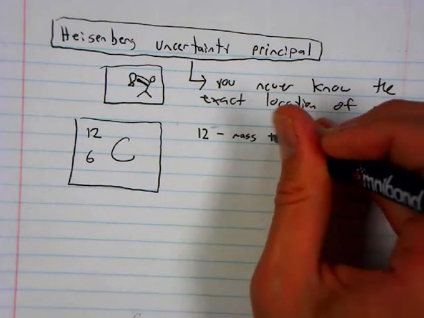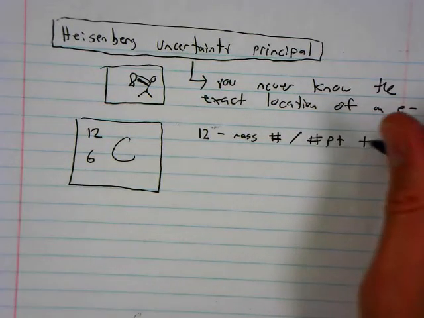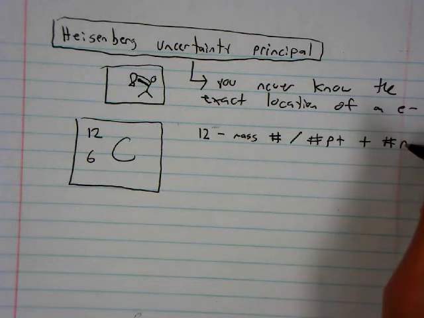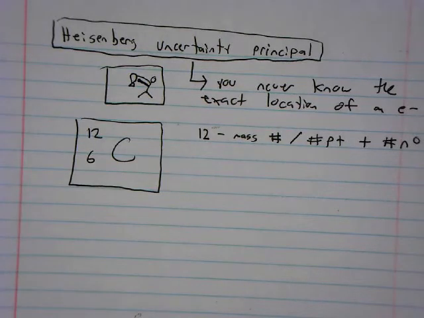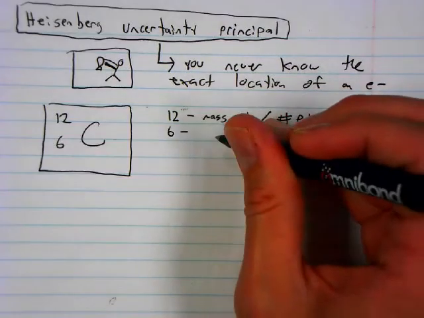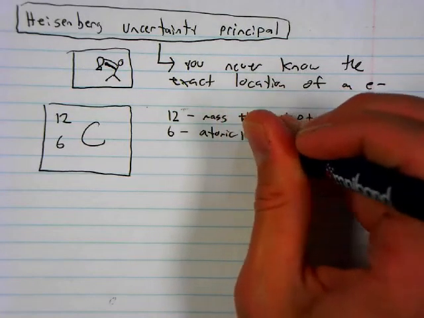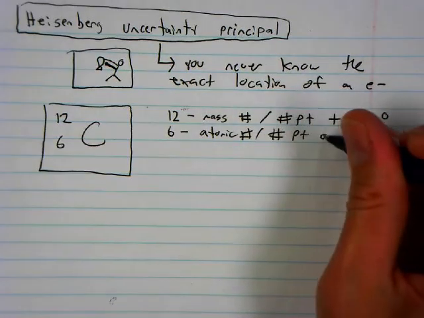So if I see carbon-12, this is also some really basic review, but just to make sure you know, 12 is the mass number of carbon, and the mass number tells me the number of protons plus the number of neutrons. So 12 is the mass number. You'll find that below carbon on the periodic table.